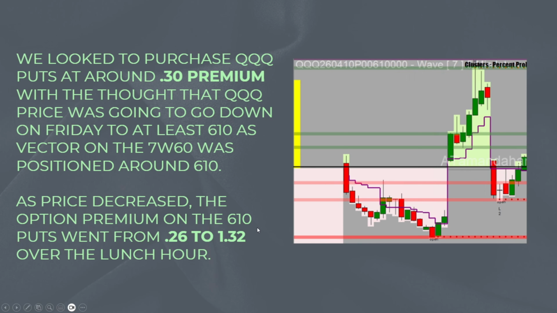Okay. So that's the sample of betting that QQQ was going to decrease in price and then observing the premium of those QQQ puts increase in price. So we got to see that really clean inverse relationship.